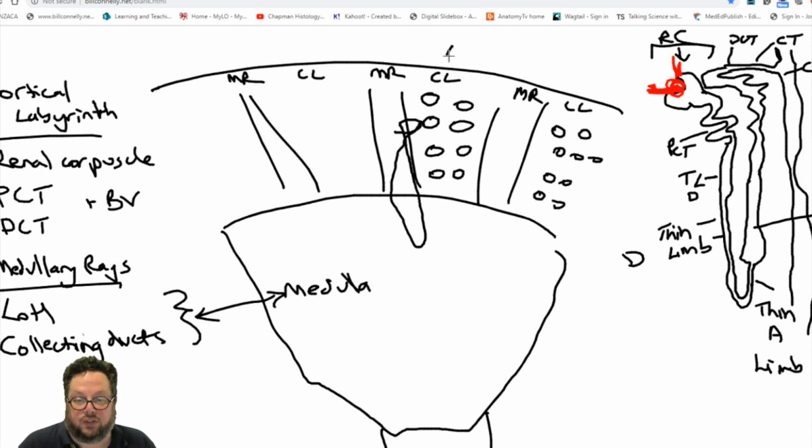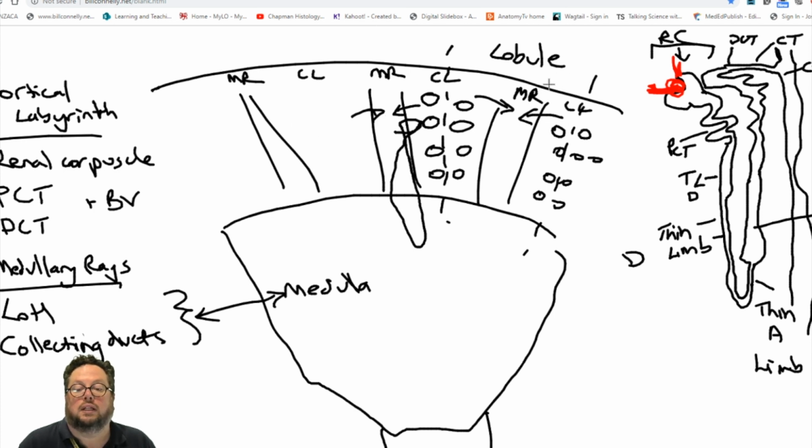And so in this way, we can actually sort of subdivide the kidney into lobules. So a lobule is a sort of functional division of the kidneys, which consists of a medullary ray in the center and then two halves of the cortical labyrinths. Because the nephrons that occur in this half all drain into the collecting ducts within this medullary ray. These ones would drain into this one, and so on. So we can actually subdivide the kidney, not anatomically, but more functionally, into lobules, which consist of a medullary ray in the middle and half of a cortical labyrinth.